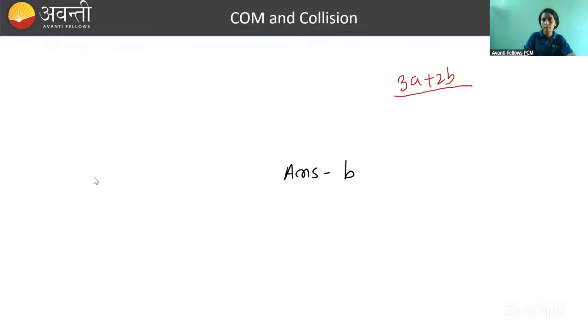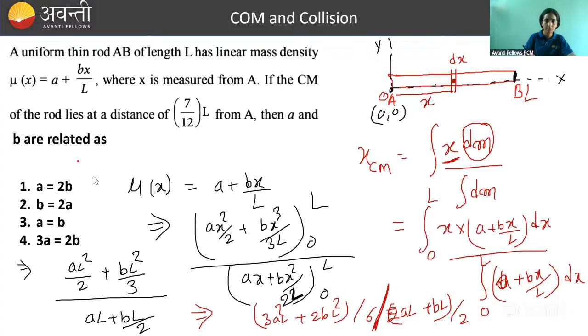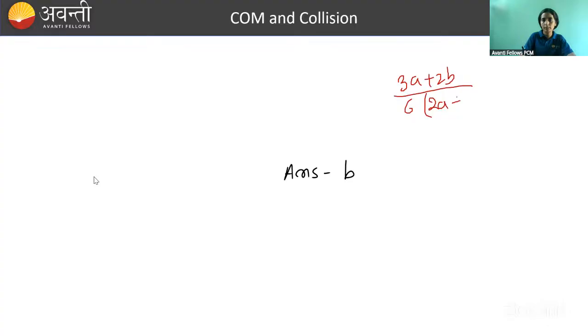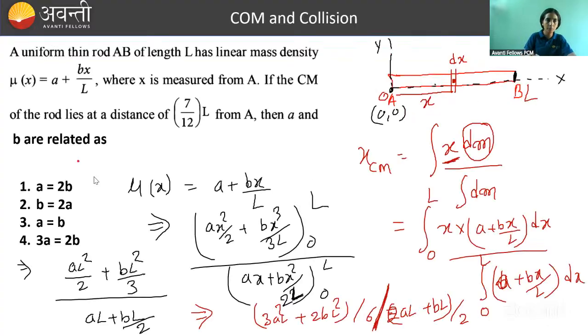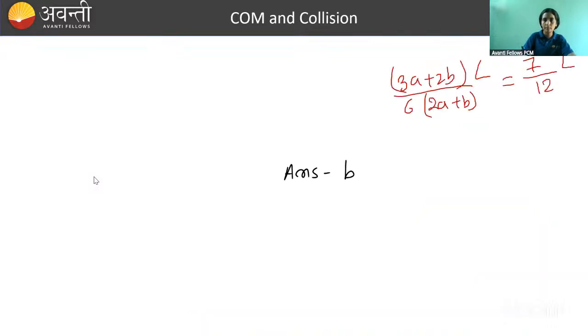3A plus 2B डिवाइडेड बाई 6. मैं लिख ही देती हूँ. तुम लोग बिल्कुल शांत बैठे हो, क्या हुआ बताओ? 2A plus B, and then there will be one L here, and this is equal to how much given? 7/12L. So this is 7/12L. So 6 से 2 times में चला जाएगा, and this L will get cancelled. 6A plus 4B is equal to 14A plus 7B, और कैलकुलेशन में मिस्टेक हुआ है.